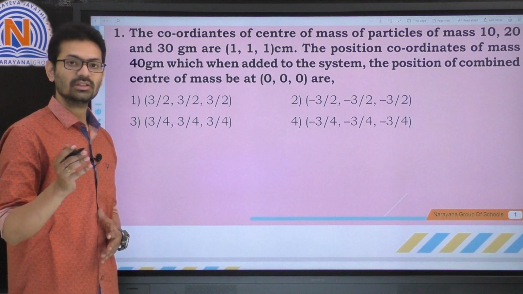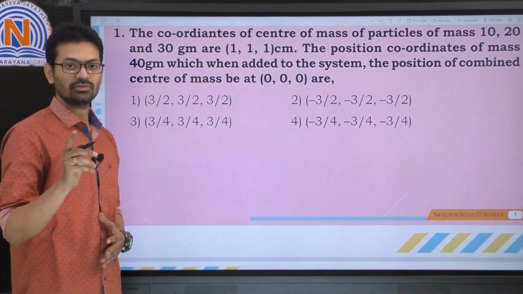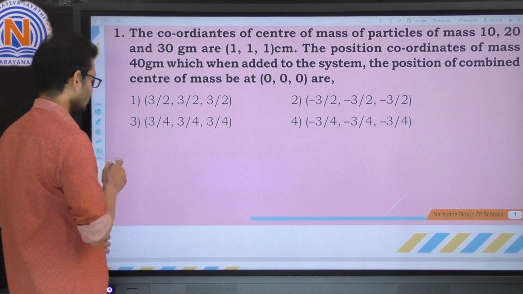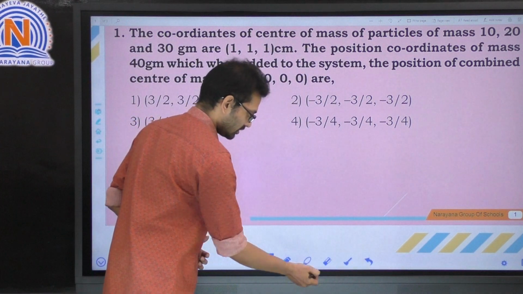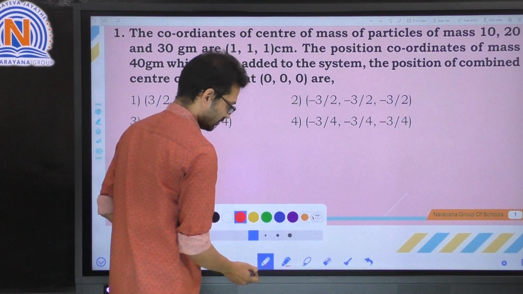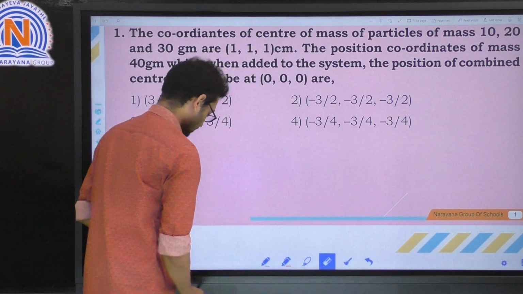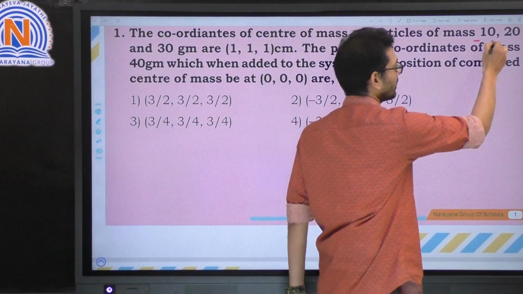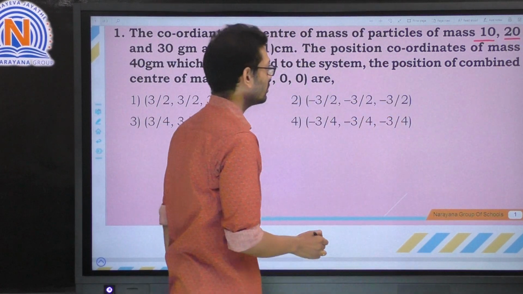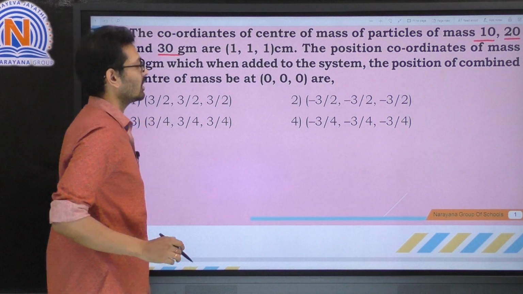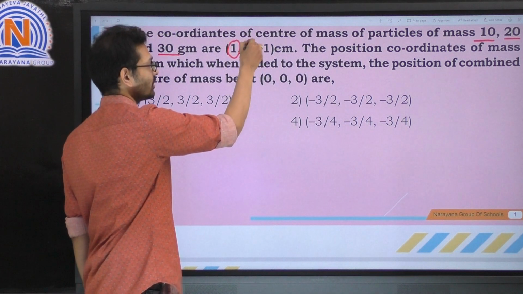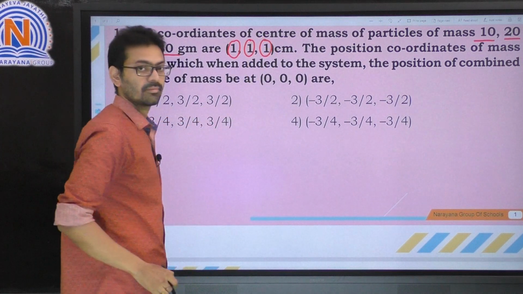The center of mass is given, that is x center of mass is 1, y center of mass is 1 and z center of mass is 1. So let us try to solve this question. Now from this question what we have to select is masses are given. How many masses are given? There are three masses. Let us take m1, m2 and m3, and x center of mass is 1, y center of mass is 1, z center of mass is 1.